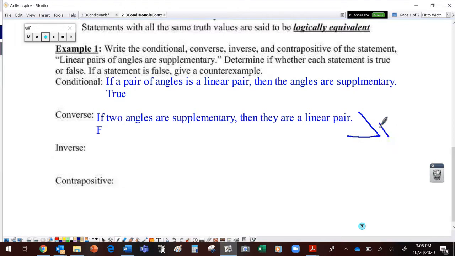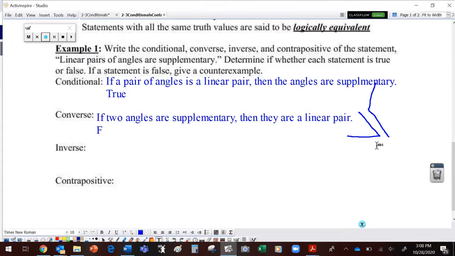And let's say here is another angle. Let's say this one is, I don't know, looks about 40 degrees to me. That looks like 400, let's just use the text. 40 degrees. And let's say this angle is 140 degrees. Those two angles are supplementary. They add up to 180 degrees, but they're not a linear pair. They're not adjacent. So all we need is one counterexample, and then the whole statement can't necessarily be true.